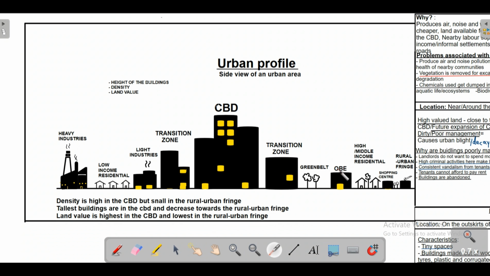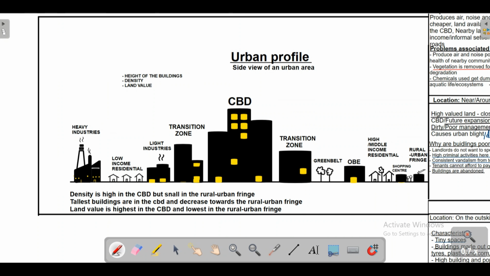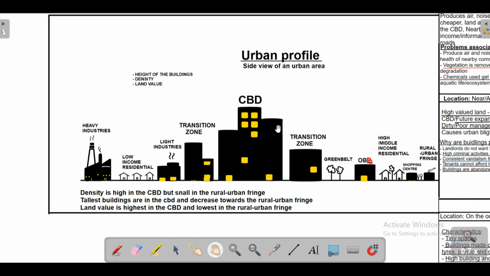They are going to be close to maybe an OBD, oh, I'm sorry about that, it should be OBD, which is outlying business districts. So those are your high or middle income residential areas, close to also a shopping center, right? And next to the rural urban fringe. This means that they are far away from the CBD. So your urban profile should look something like this, and you should be able to identify land use zones by looking at the proximity of other land use zones. That's how you can effectively identify all of these land use zones.